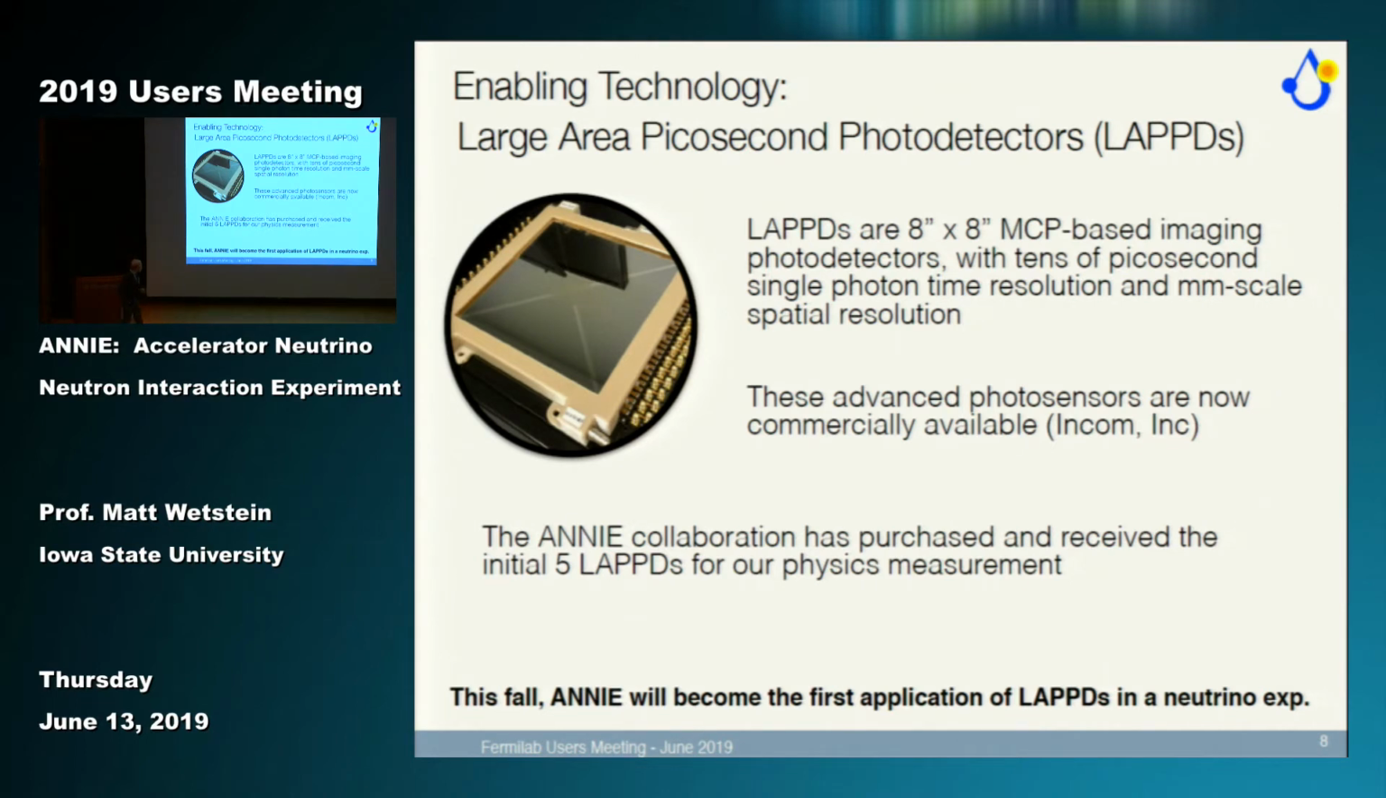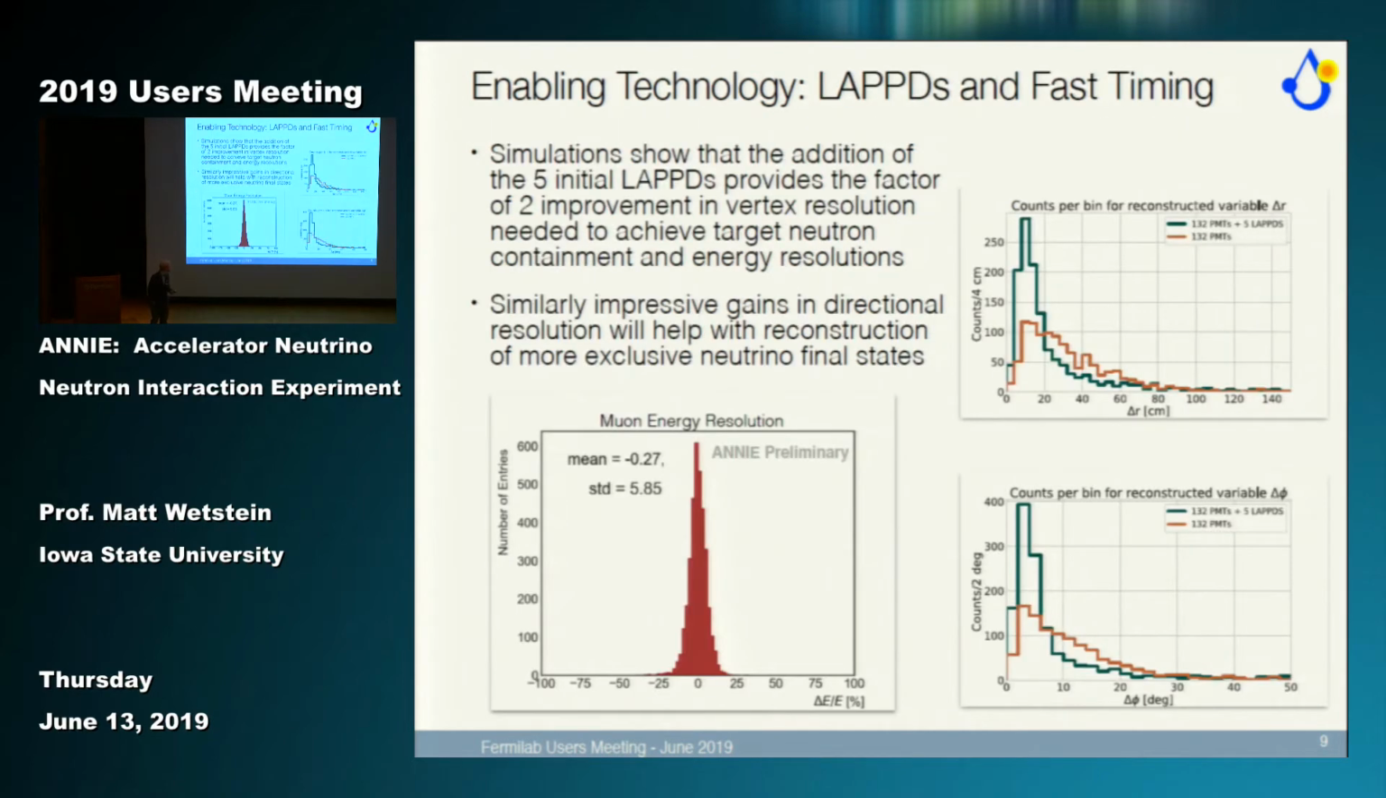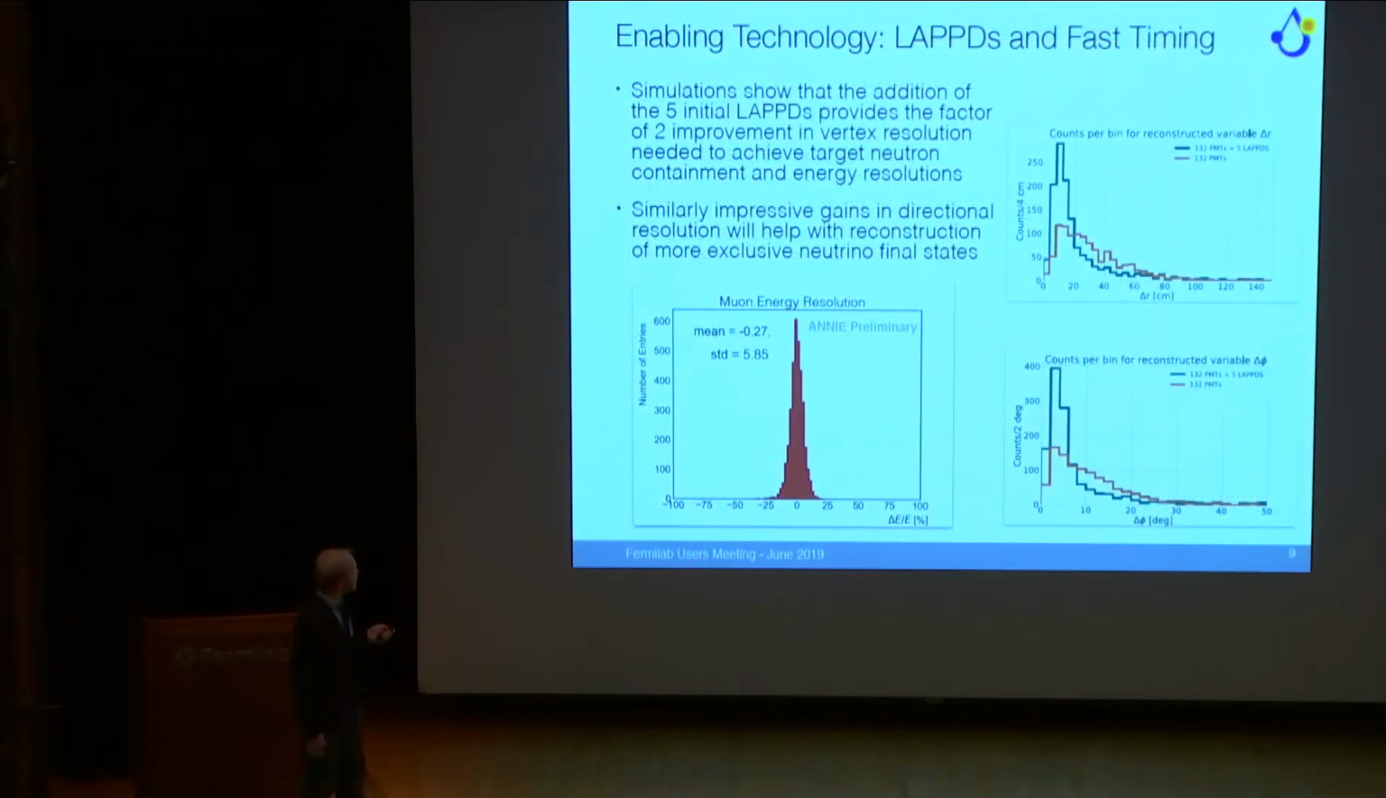This fall, A.N.N.I.E will become the first application of LAPPDs in a neutrino experiment. As I mentioned, LAPPDs are important for vertex reconstruction, which we need in order to fiducialize our events, maximize our neutron containment, and also optimize our energy resolution. And our simulations show that just the addition of those 5 LAPPDs gives us a much better vertex resolution, by a factor of 2, than we would with the PMTs alone.